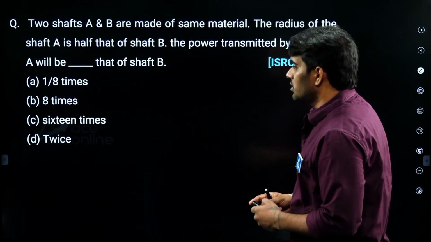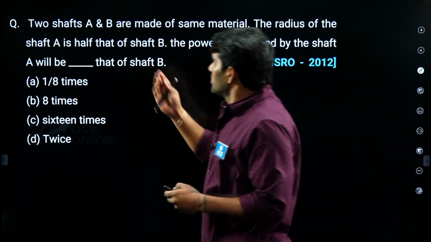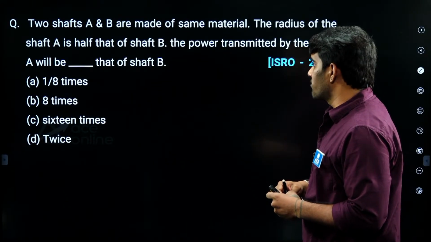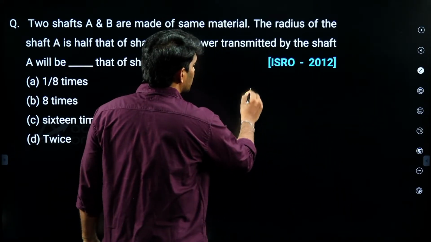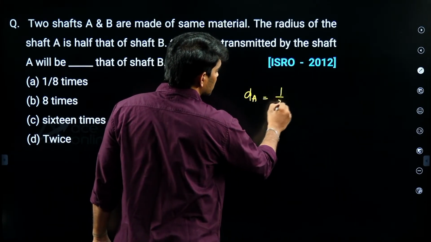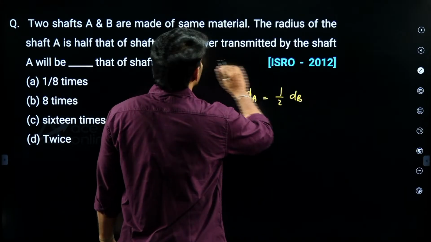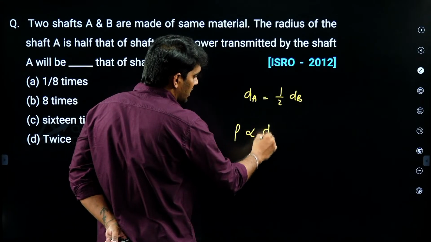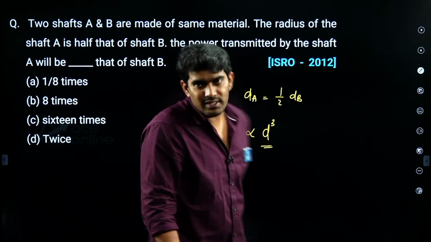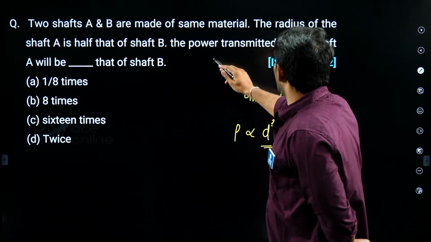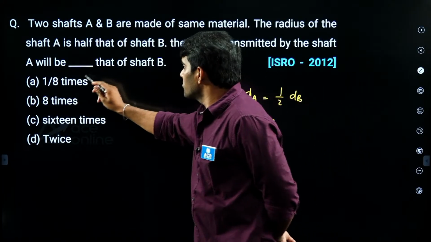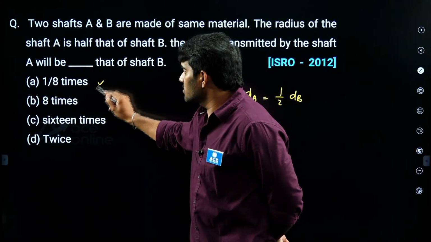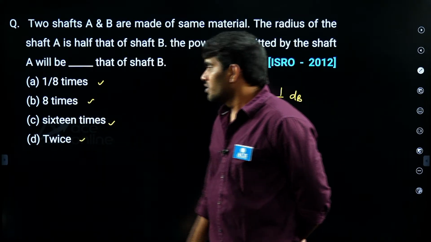Good. Now moving ahead. Two shafts A and B are made of the same material. The radius of shaft A is half that of shaft B, so the diameter of shaft A is half that of shaft B. The power transmitted by the shaft, we know, is directly proportional to diameter cube. In such a situation, the power transmitted by shaft A will be dash that of shaft B. Is it 1/8 times, 8 times, 16 times or twice? What is the answer here?